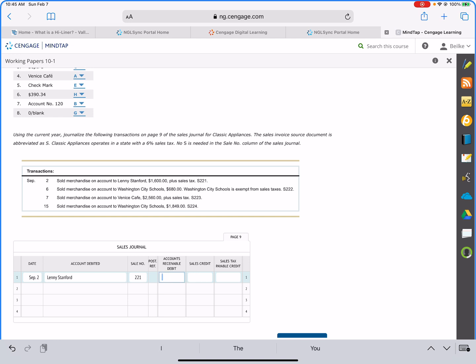Our sales is $1,600. Okay, so we're going to take $1,600 times 6%, and we'll come up with a sales tax of $96. So we add $1,600 plus $96, and the total amount that Lenny Stanford owes us is $1,696.